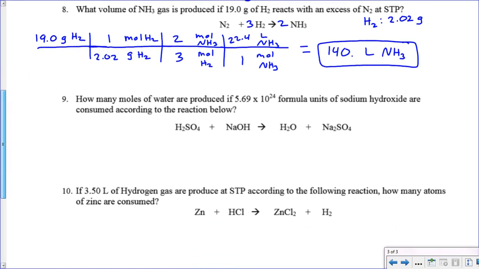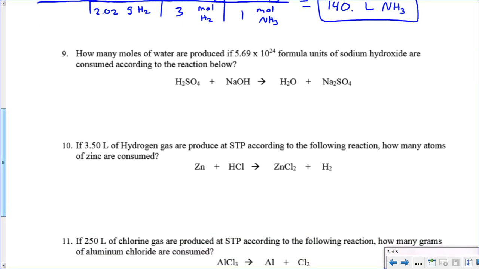For problems number 9, 10, and 11, I'm not going to look back at that flow chart because I want you to get in the habit of trying to see these problems without the flow chart because you won't be getting that flow chart on the exam.